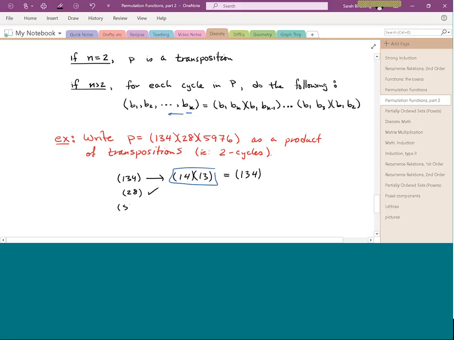But with the 4 cycle, I'm going to let you figure out what this one should be. It is 5, 9, 7, 6. What would be the 2 cycles we need to write down? To make our lives easier, what would be the first 2 cycle we should write down?